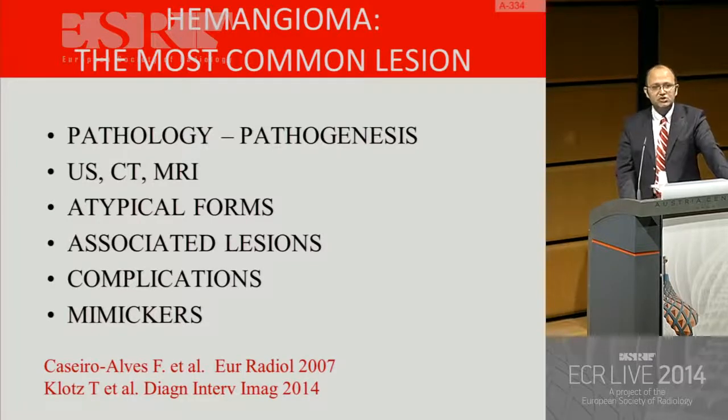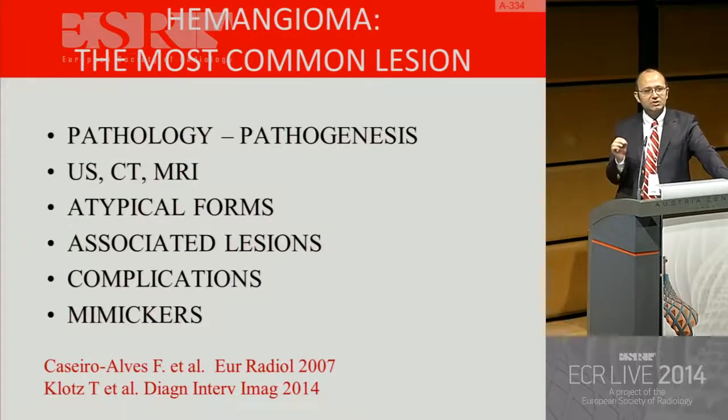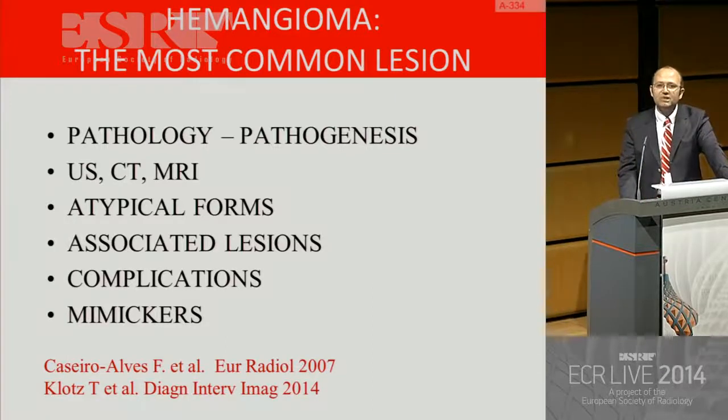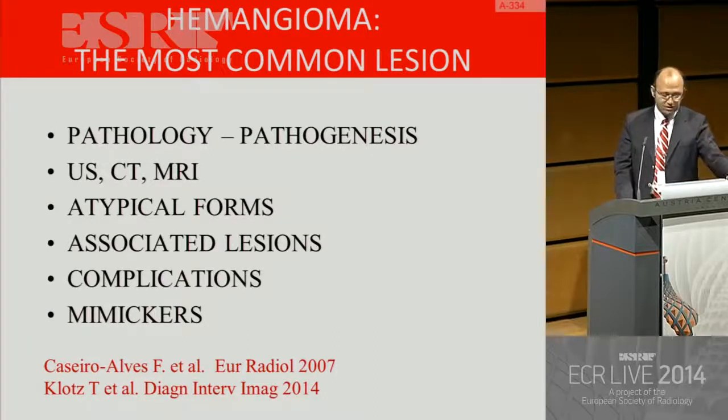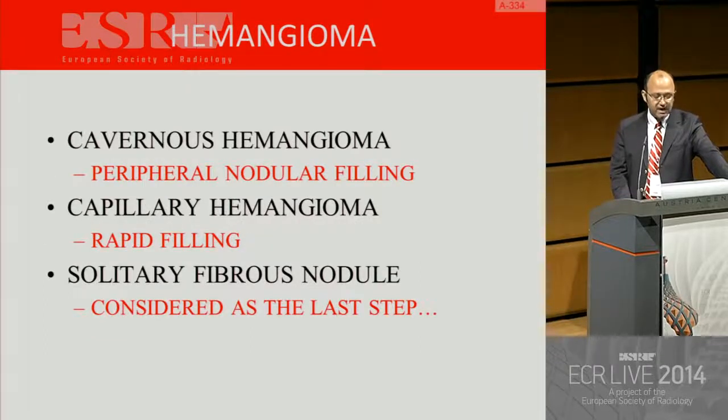Now we come to hemangioma. It is the most common lesion. So this is the most common lesion you're going to be seeing in your clinical practice. So briefly, I'll go over the pathology, ultrasound, CT, and MRI findings, atypical forms, associated lesions, and complications. And Dr. Casairo Alves has an excellent article in European Radiology about this issue.